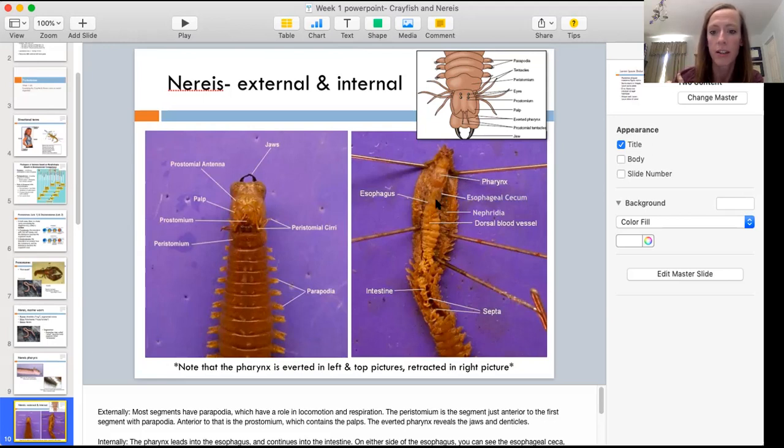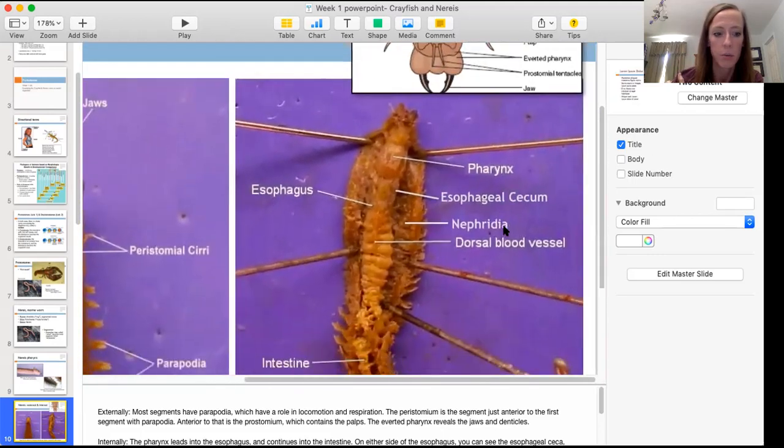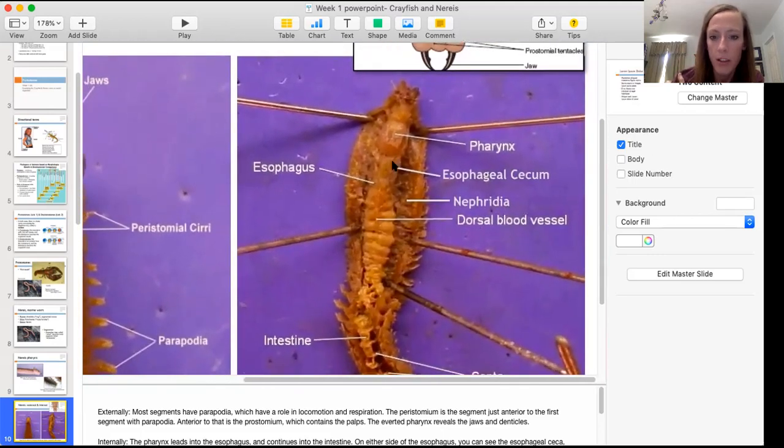So there's one little, it's kind of hard to see here. Let me make it a little bit bigger. Maybe you can see it a little bit better. A little gland here, basically, that secretes digestive enzymes that help the Nereis start to digest its food.